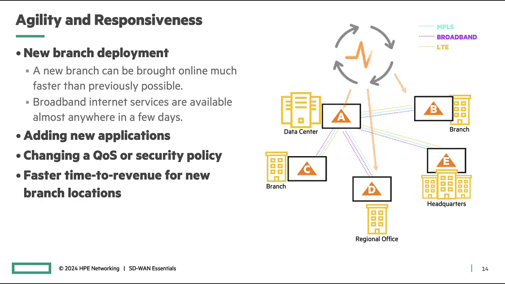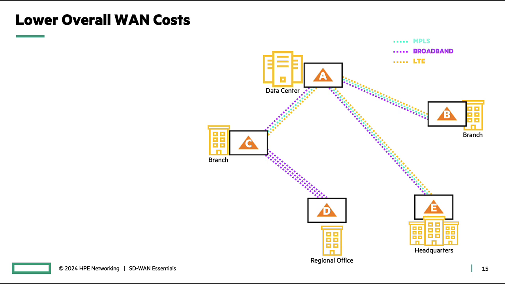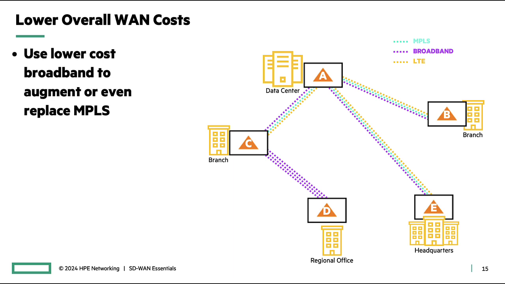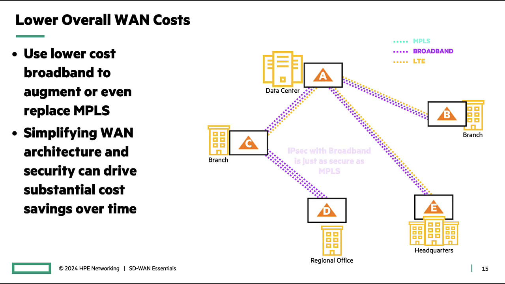3 or 4 years ago, reduced cost was often the first benefit customers looked for when considering SD-WAN. Fast forward to today, where other benefits such as increased application performance, business agility, and improved security are far more important considerations for companies looking to adopt SD-WAN. Still, the ability to use lower-cost broadband to augment or even replace MPLS, and the ability to simplify WAN architecture and security can drive substantial cost savings over time because an IPsec VPN over an internet link is very secure.